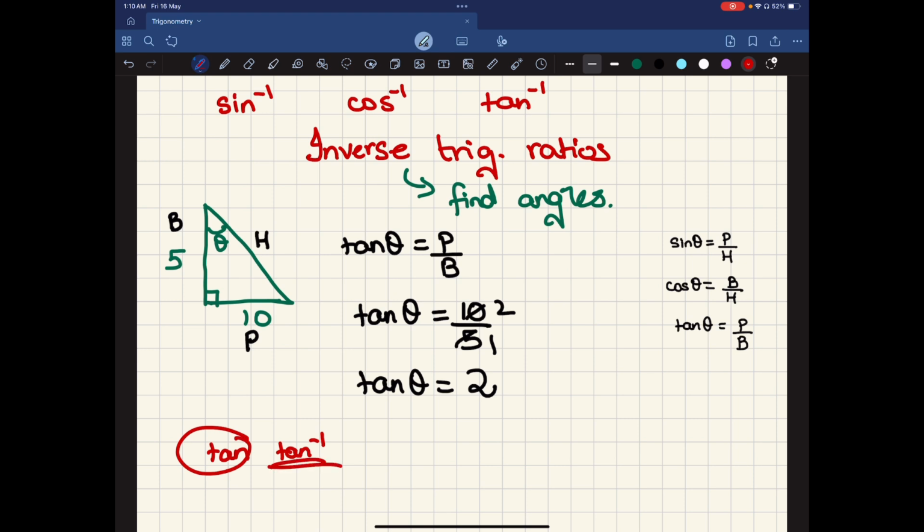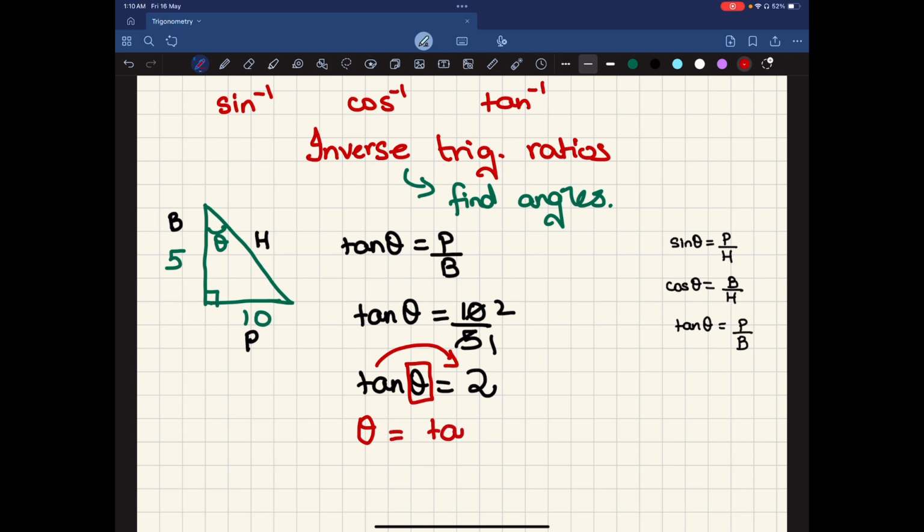Okay, so please use your calculators and see how they work before the exam. Make sure that you're comfortable with your calculators. So what are we going to do? We need to find the value of theta, and we're going to take tan to the other side by taking the inverse of tangent. So theta is going to be tan inverse of 2.